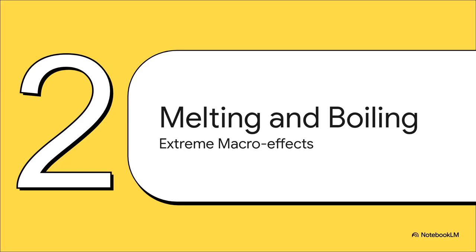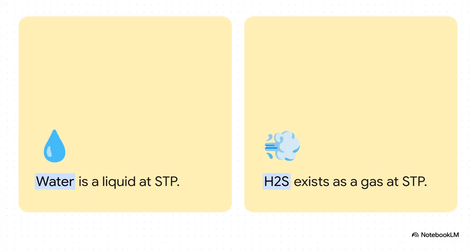Let's zoom out a bit for section 2, extreme melting and boiling, and see how these bonds drastically alter the physical world. Take water, H2O, and hydrogen sulfide, H2S. Structurally, oxygen and sulfur are in the exact same group on the periodic table. Yet water is a liquid at standard room temperature, while hydrogen sulfide is a gas. Why? Well, intermolecular hydrogen bonds are literally the only reason water molecules stick together tightly enough to form a liquid. H2S lacks these specific strong bonds, so it just floats freely away as a gas. Without this invisible architect, our oceans would literally boil away right into the atmosphere. Absolutely wild to think about.